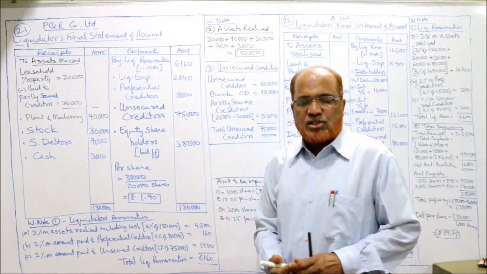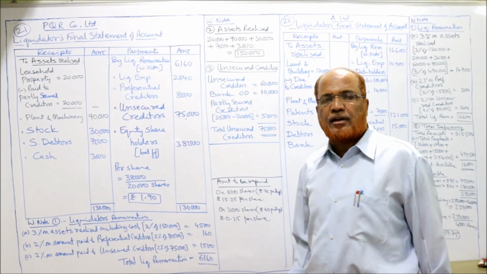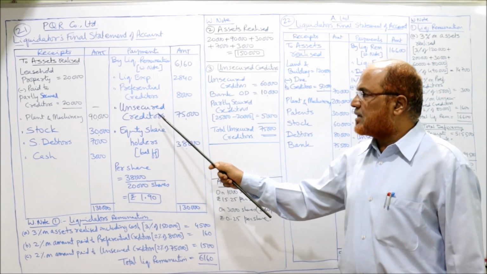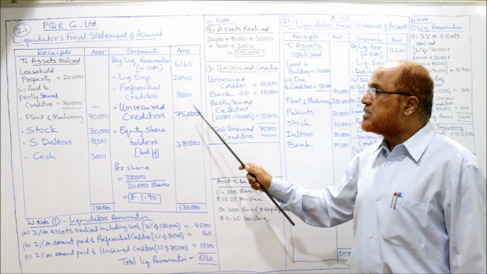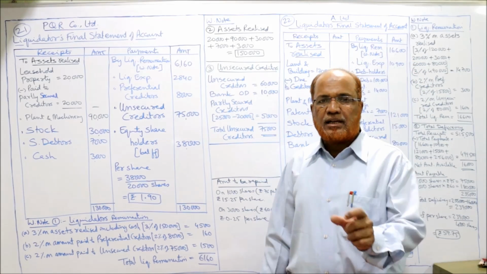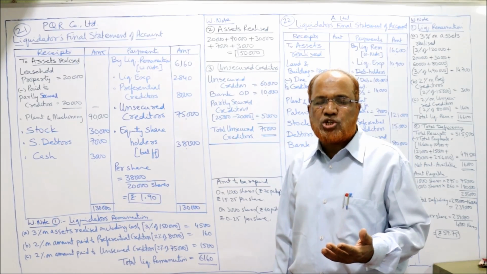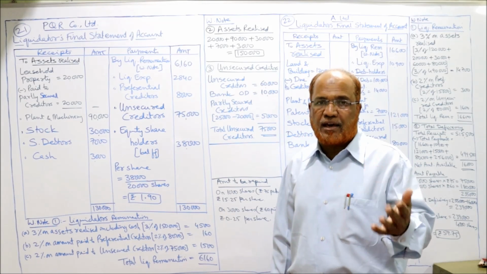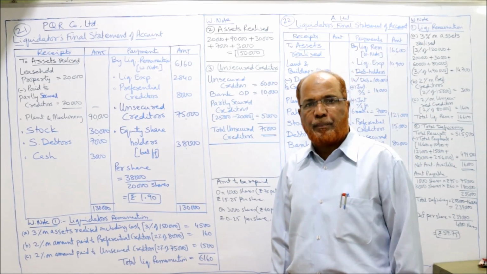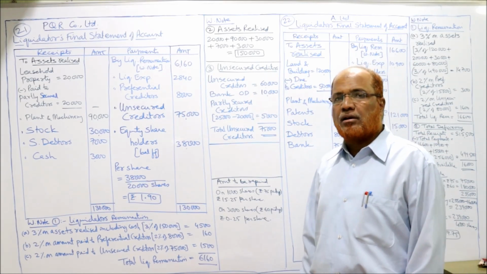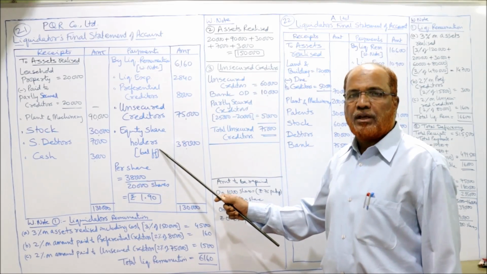See, the company has fully paid the unsecured creditors 75,000. Still an amount is left, and that amount will go to equity shareholders. We don't have preference shareholders. If preference shareholders were there, then first preference shareholders would be paid. But here preference shareholders are not there, so directly we will pay off the equity shareholders.